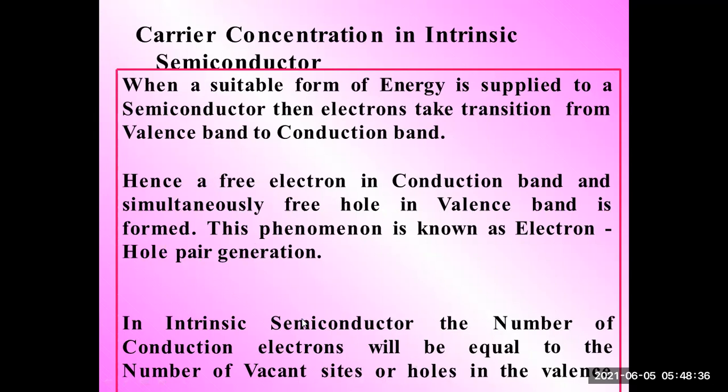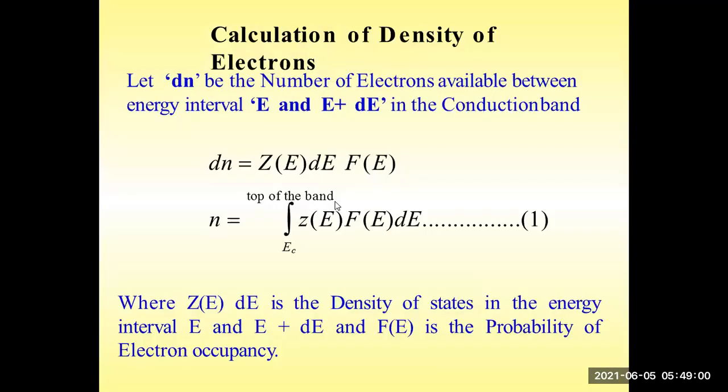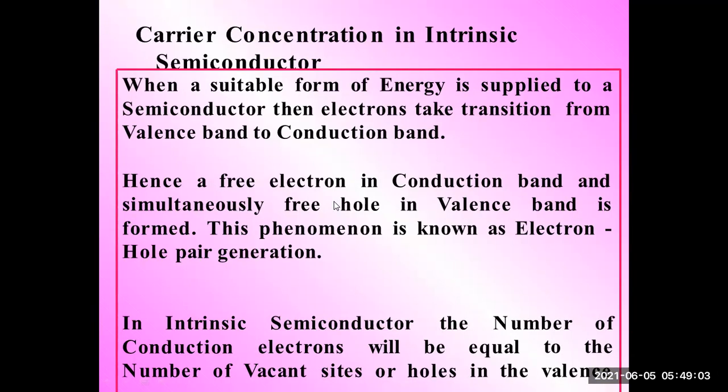Now I will come to our actual topic, that is carrier concentration in the intrinsic semiconductor. Intrinsic carrier concentration is the number of charge carriers present in either band. In the conduction band, the number of charge carriers per unit volume is the carrier concentration of that band, and the number of charge carriers residing in the valence band per unit volume is the density of holes in the valence band.